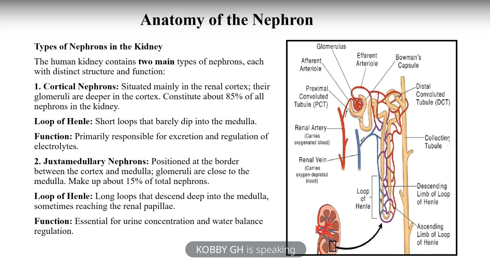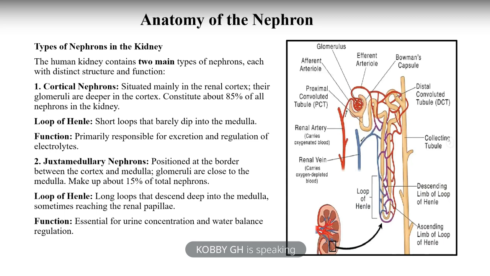First of all, let's talk about a nephron. What is a nephron? Basically, a nephron is the structural and functional unit of the kidney. What does that mean? In simple terms, the nephron is the tiny structure inside the kidney that performs the major processes involved in urine formation.